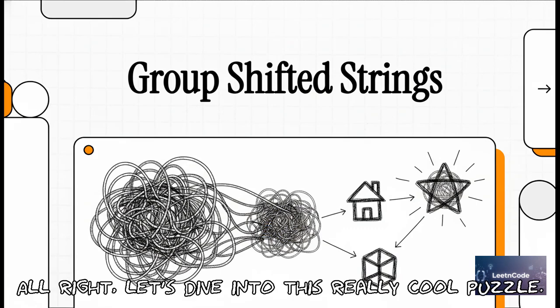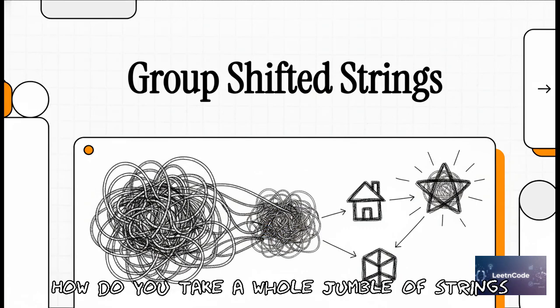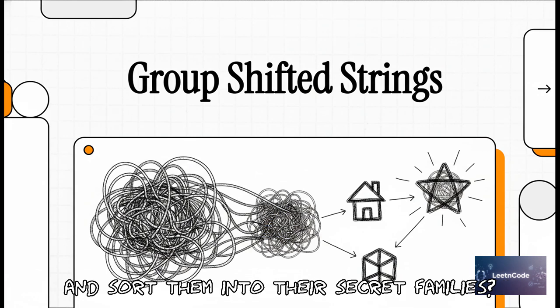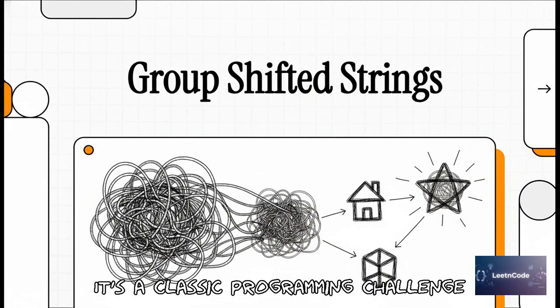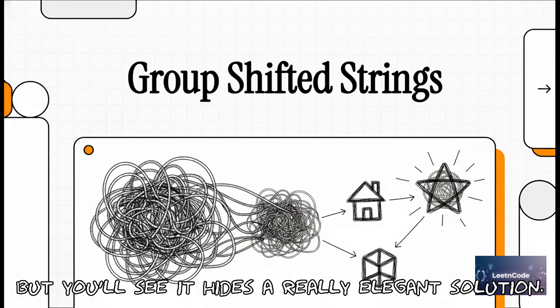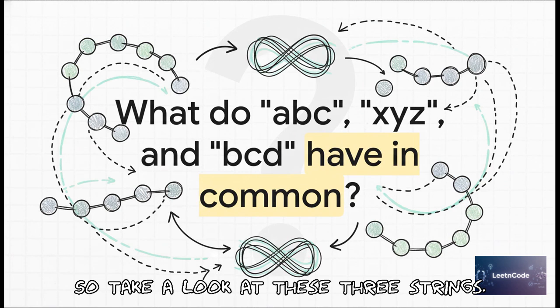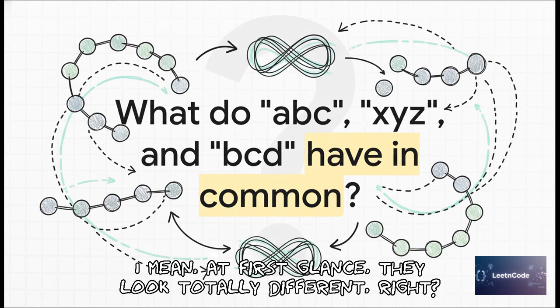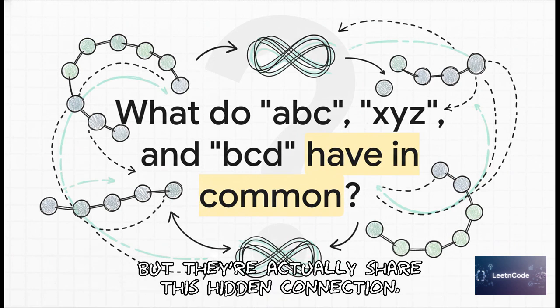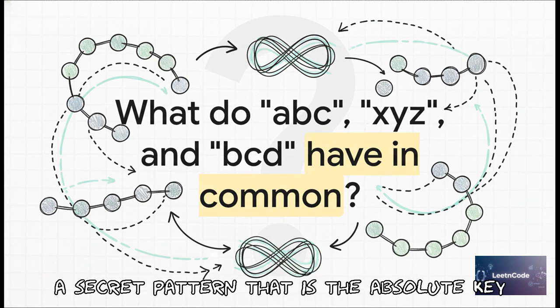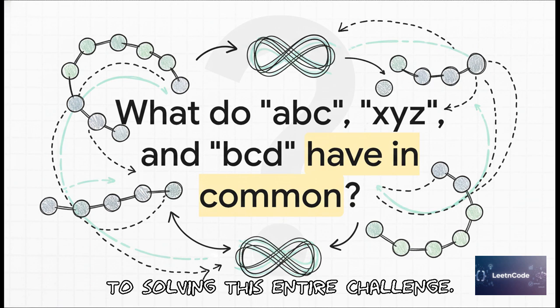All right, let's dive into this really cool puzzle. How do you take a whole jumble of strings and sort them into their secret families? It's a classic programming challenge that seems pretty tricky at first, but you'll see it hides a really elegant solution. So take a look at these three strings. At first glance, they look totally different, right? But they actually share this hidden connection, a secret pattern that is the absolute key to solving this entire challenge.